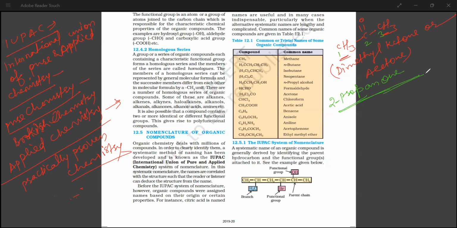So that is 2-propanone or propan-2-one. Both are one and the same thing, but it can't be propanone-2. That is wrong.